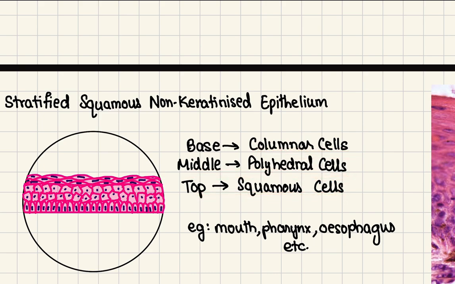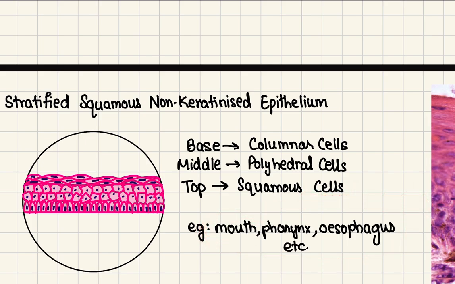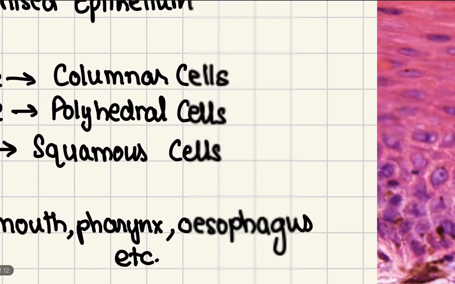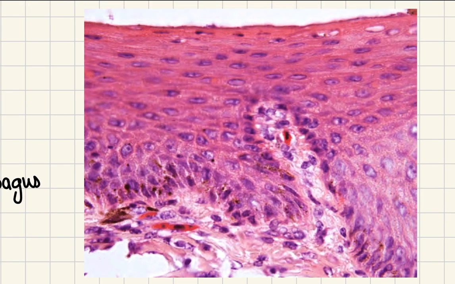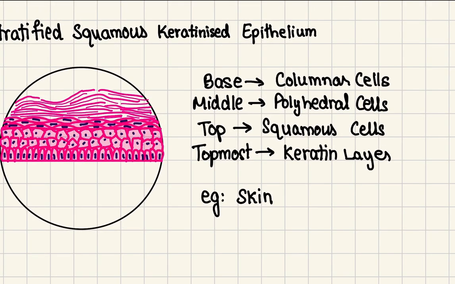This is majorly found in the oral cavity, or majorly in mouth, pharynx, esophagus. Alright. This is a slide of, I think, the esophagus. You can see the flat cells on the top, columnar cells at the bottom and random shaped cells in the middle. Coming to stratified squamous keratinized epithelium, the base is columnar, the middle part is polyhedral, on top of that you have the squamous cells.